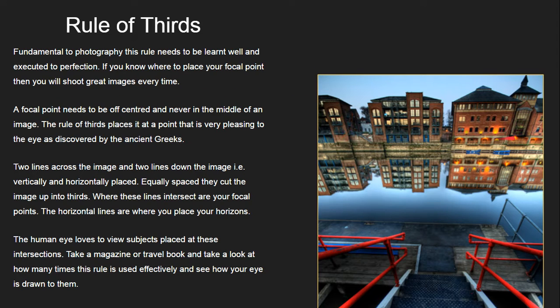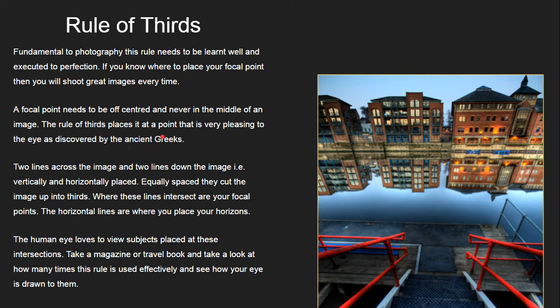So in this one, if I drew a line across here and then I drew a line down here, my focal point might actually be right around here or right around here, which suggests the same thing. It is meant to lead our eye and catch our eye. The focal point needs to be off center and never in the middle of an image. The rule of thirds places it at a point that is very pleasing to the eye, as discovered by the ancient Greeks. Two lines across the image.